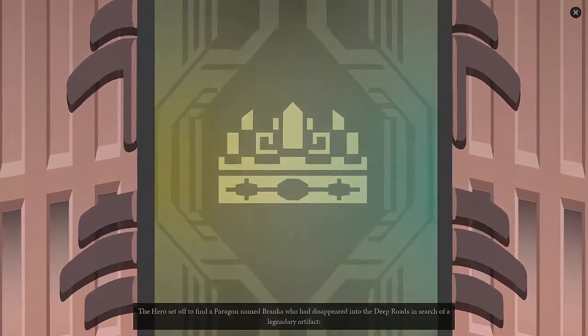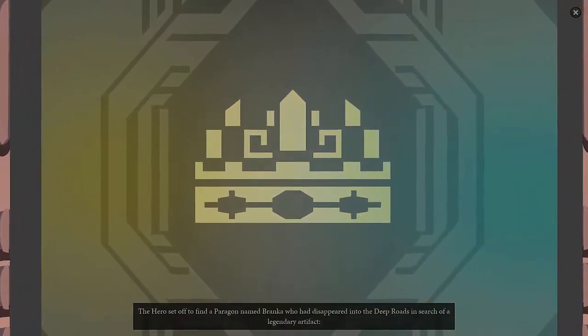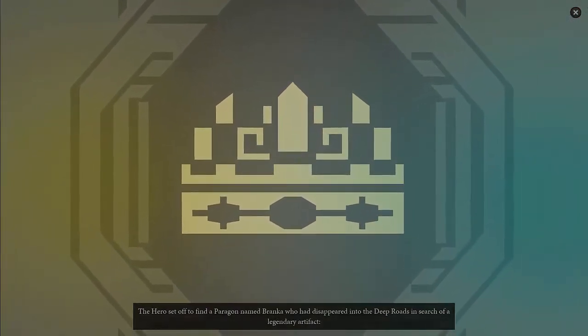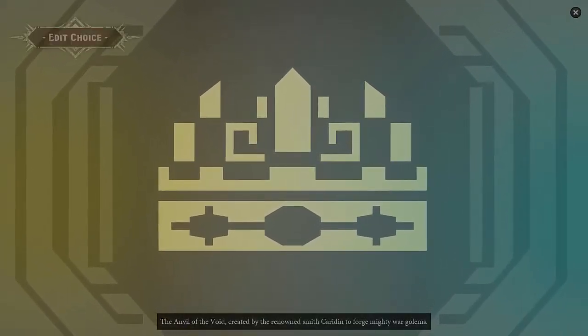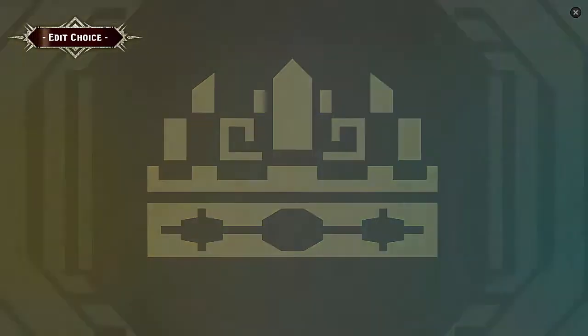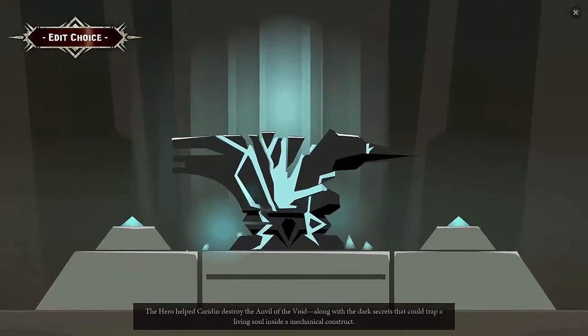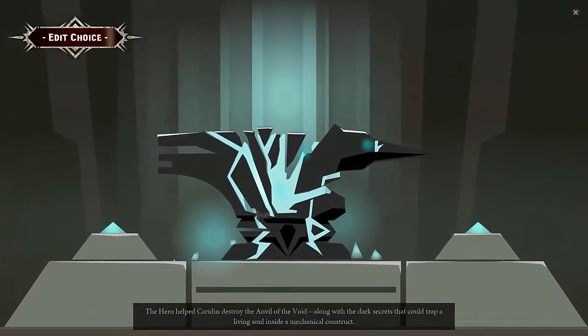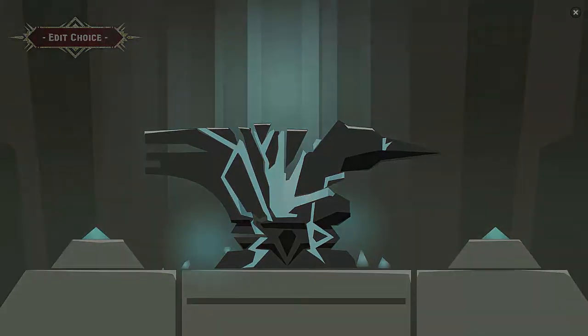The hero set off to find a paragon named Branka, who had disappeared into the Deep Roads in search of a legendary artifact, the Anvil of the Void, created by the renowned smith Caridin to forge mighty war golems. The hero helped Caridin destroy the Anvil of the Void, along with the dark secrets that could trap a living soul inside a mechanical construct.